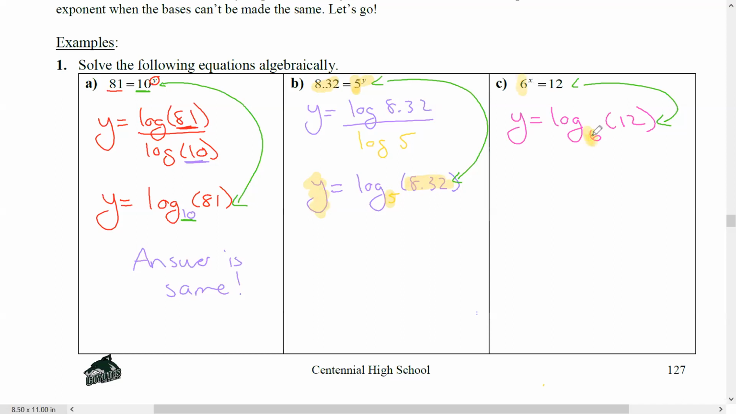Base is 6, base is 6. So I should have written an x there, not a y. I don't know why I wrote a y. The x goes by itself, and the 12 goes with the 6. Okay, this is a shortcut that we can take.